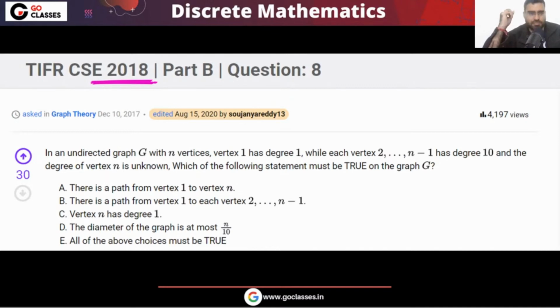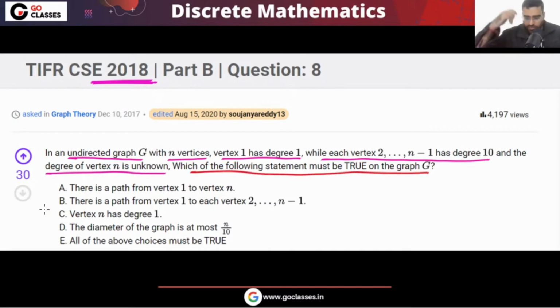Tell me the answer. So the question says there is an undirected graph with n vertices. Vertex 1 has degree 1. These vertices have degree 10. And the degree of vertex n is unknown. First of all, can you tell me what will be the degree of that vertex?